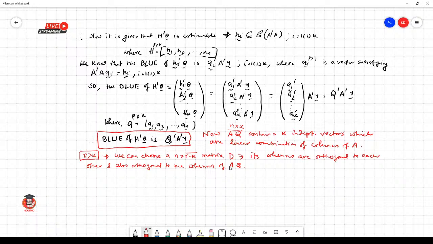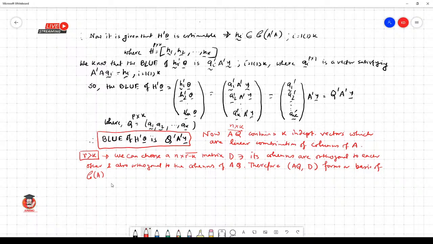So the columns are orthogonal to each other and also orthogonal to the columns of AQ. Therefore, AQ and D form a basis of the column space of A.